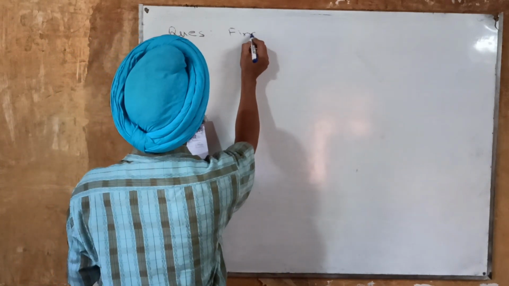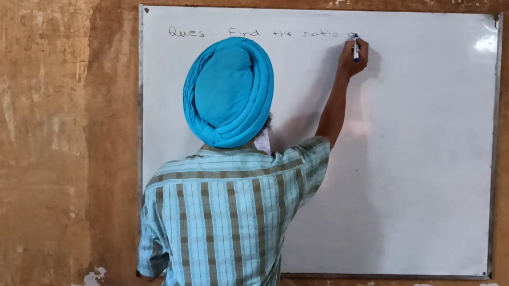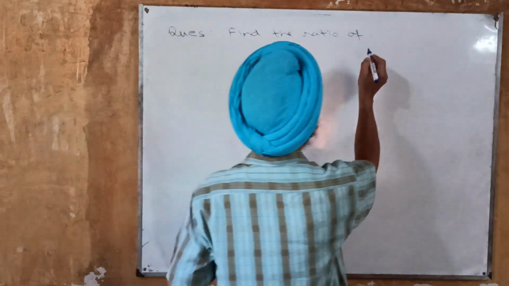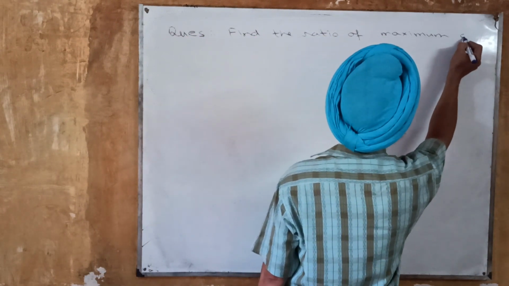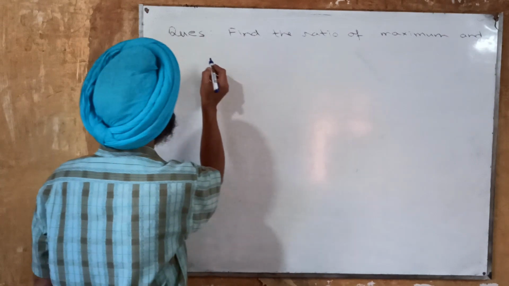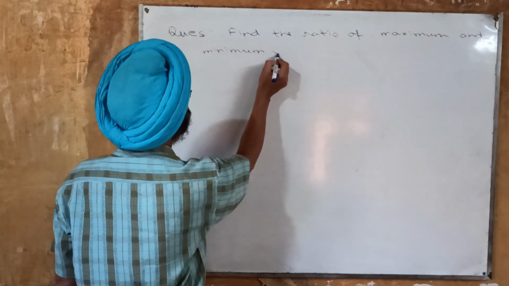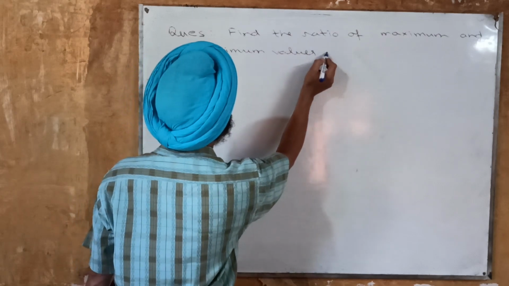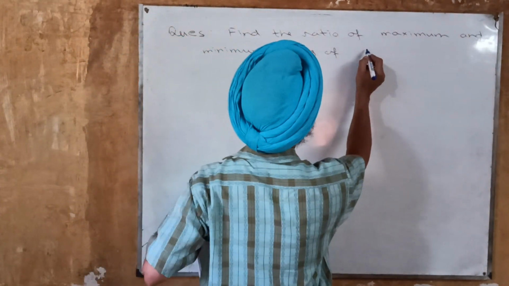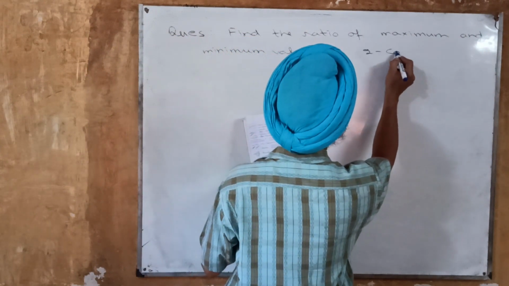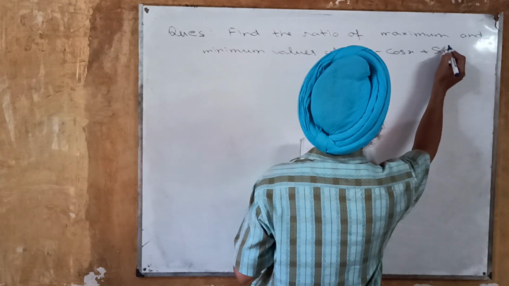Find the ratio of maximum and minimum values of this expression given as 2 minus cos x plus sin square x.